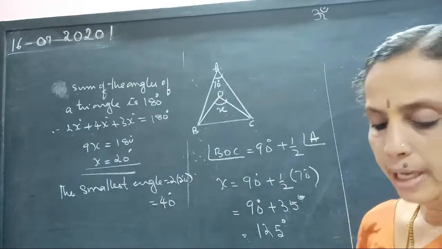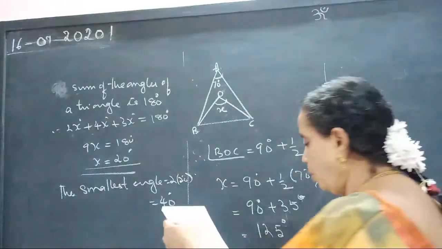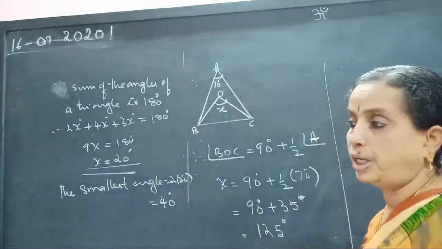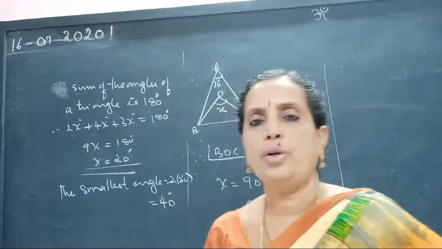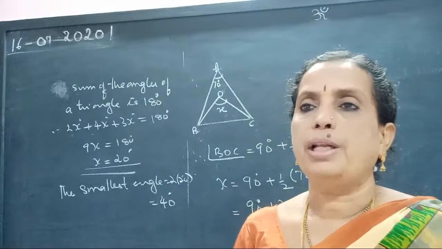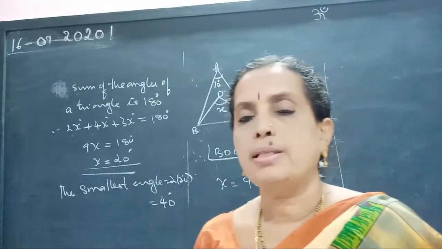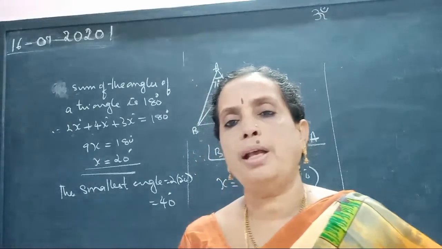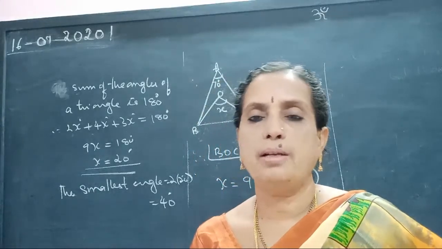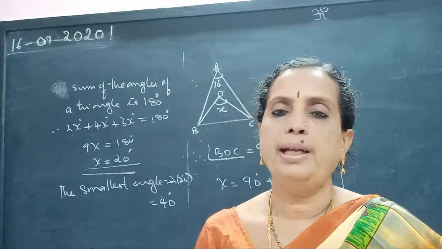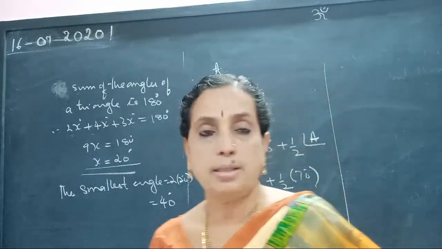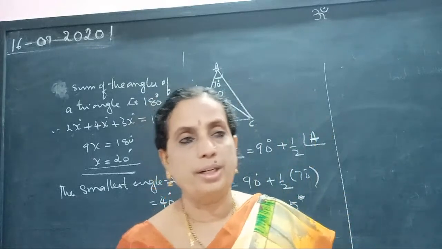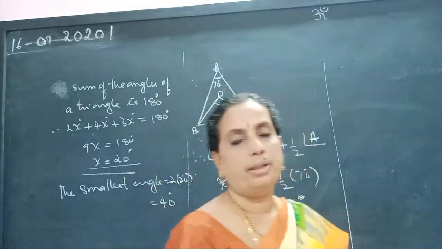Okay? Next question. State and prove exterior angle property of a triangle. State they mention means you have to give the statement. What is the statement? If one side of a triangle is produced, the exterior angle so formed is equal to sum of the interior opposite angles. This I had taken in the Sunday online class also, interaction classes. Many have given the answer.